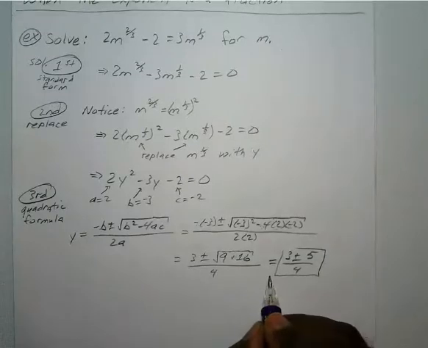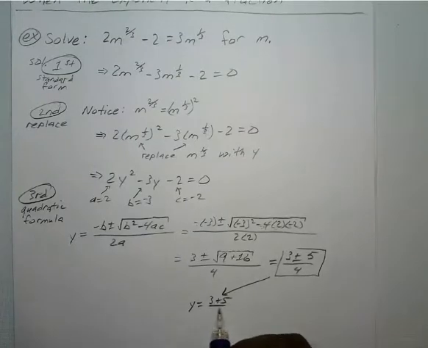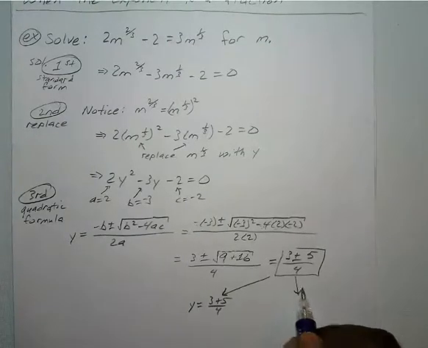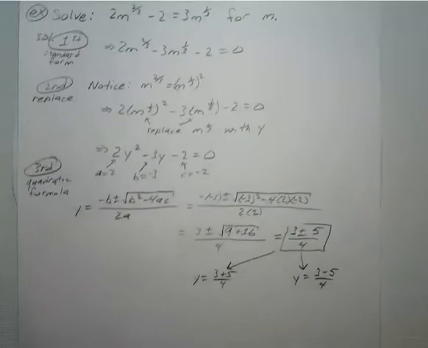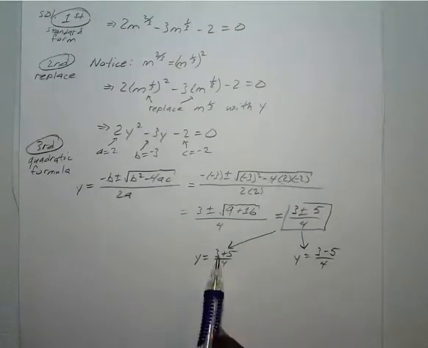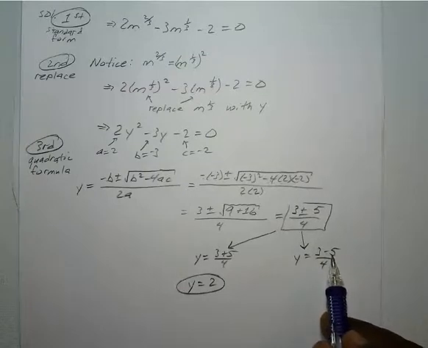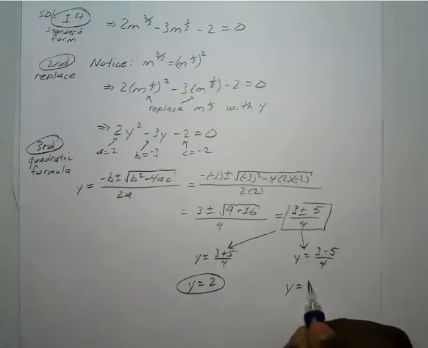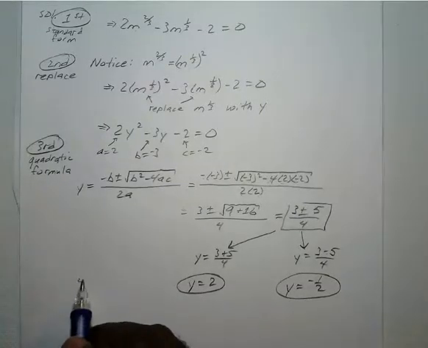This lets us know that y can equal 3 plus 5 over 4, or y can equal 3 minus 5 over 4. 3 plus 5 is 8, and 8 divided by 4 is 2, so y is equal to 2. 3 minus 5 is negative 2, so y equals negative 2 over 4, which simplifies to negative 1/2. That brings us to our fourth step.